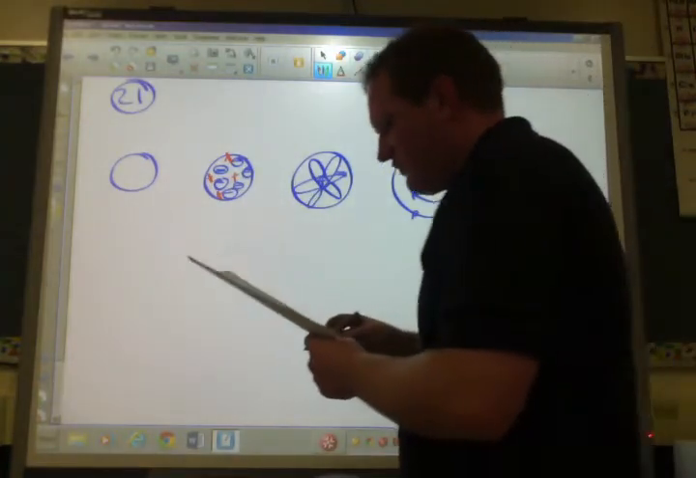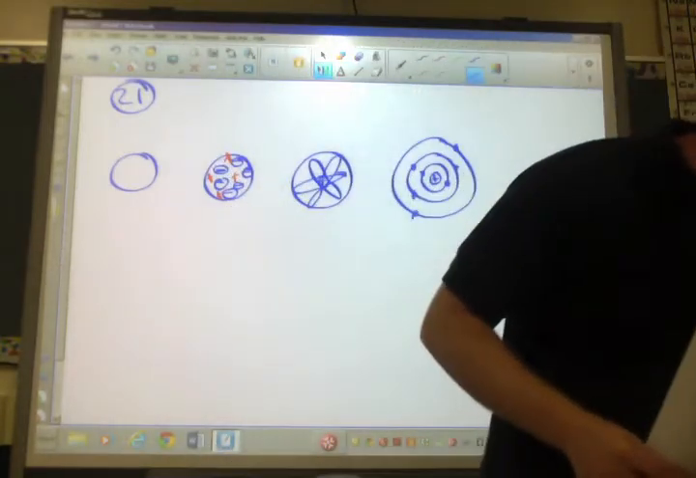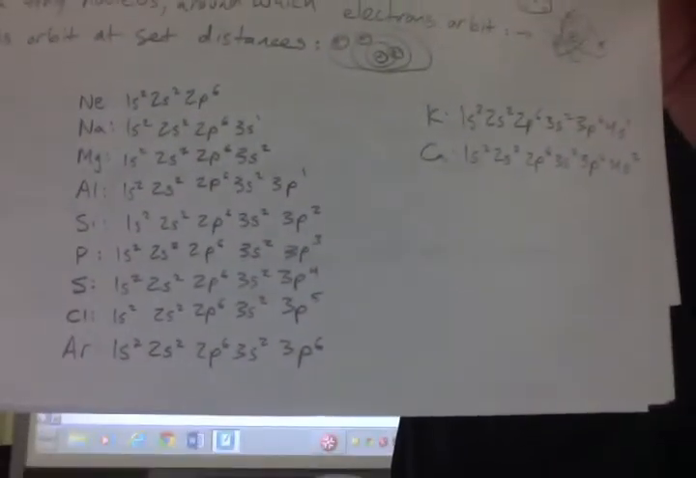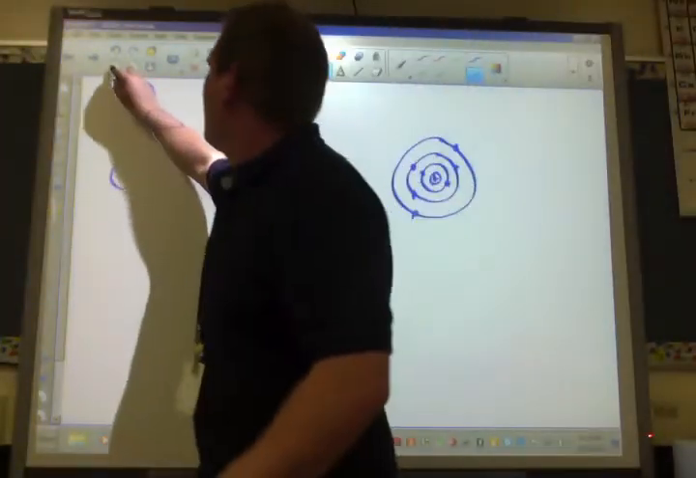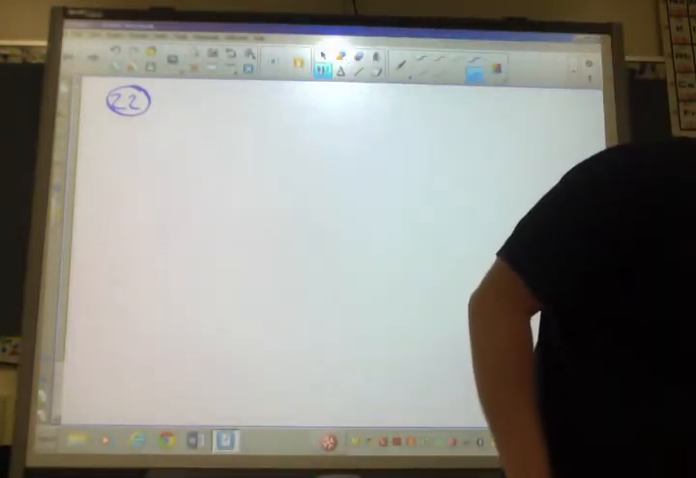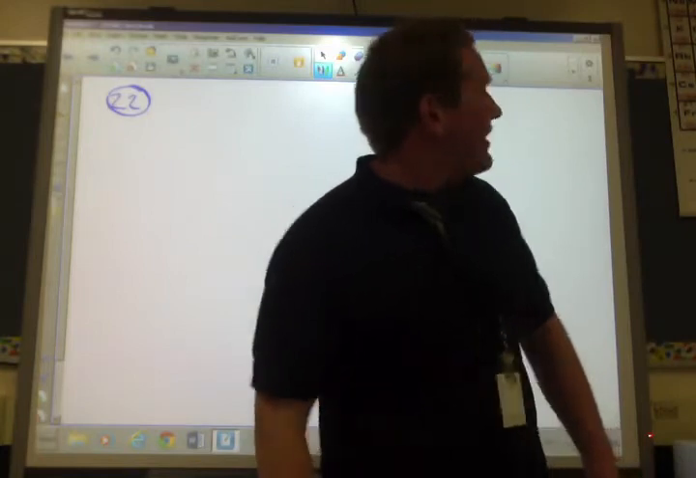Write the configuration of the first 20 elements on the periodic table. Did I do all these? I'm not going to do all 20. See if you can read that. I'll do a couple on the board, but I'm not going to do all 20. This is number 22. All right, I'll choose magnesium.